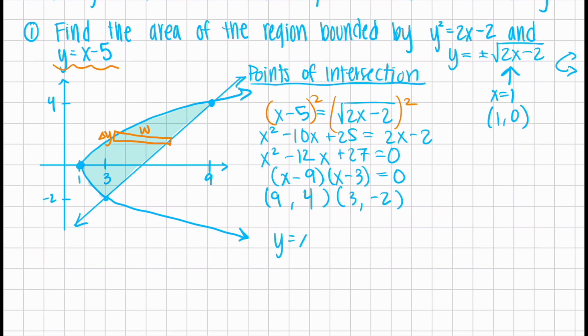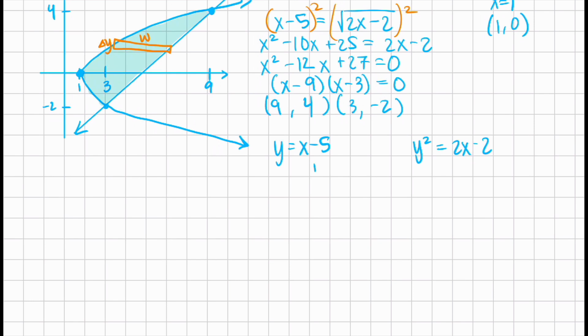So I have y equals x minus 5, and I have y squared equals 2x minus 2. So for this first one, I'm going to add 5 to both sides. We get x equals y plus 5. So this is x equals y plus 5. For the second one, I'm going to add 2 on both sides, divide by 2 on both sides, and we get that x equals 1/2 y squared plus 1.